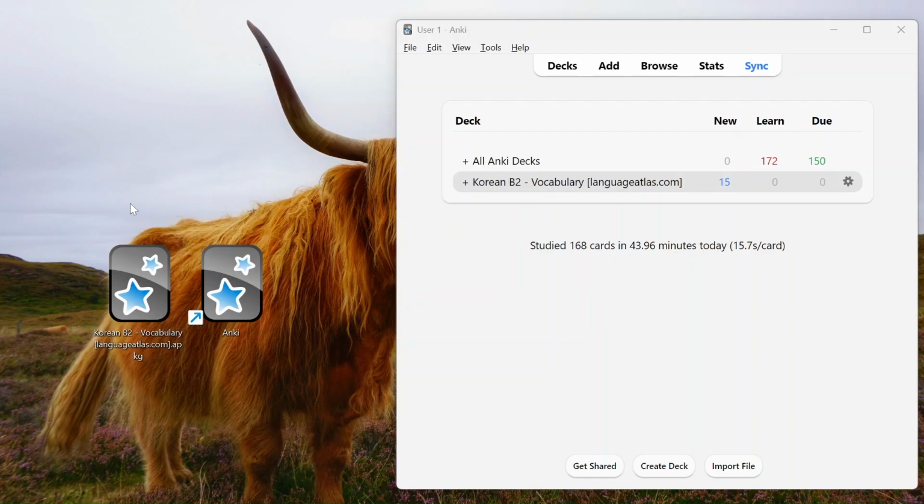First, I would like to show you the course structure of the Korean B2 vocabulary Anki deck. Second, I'd like to show you the course content. And third, I would like to show you some brief system and editing options.